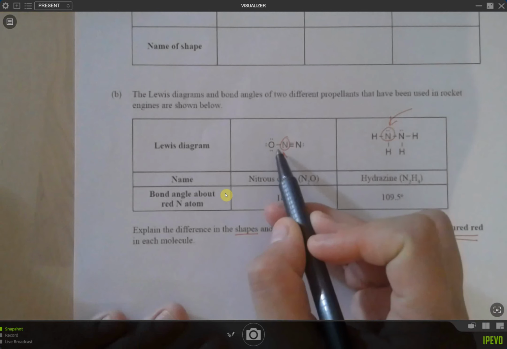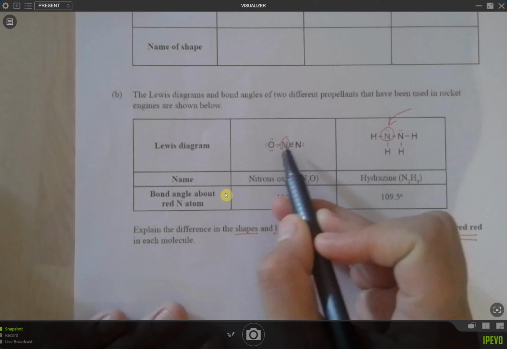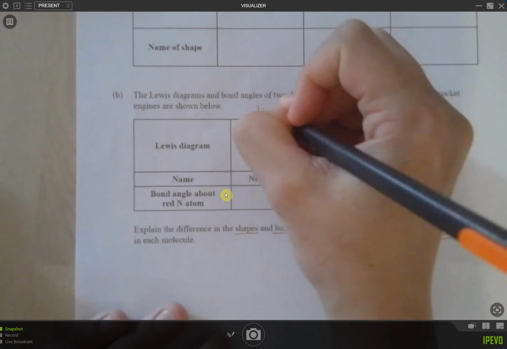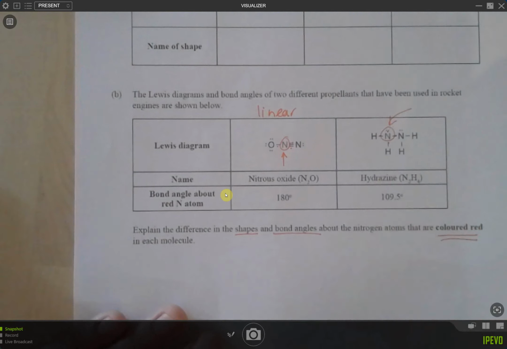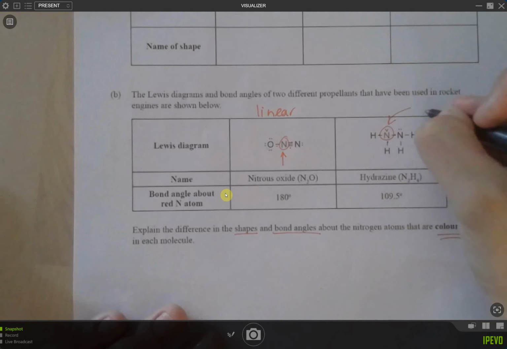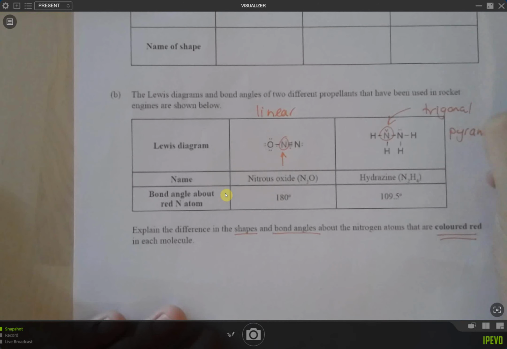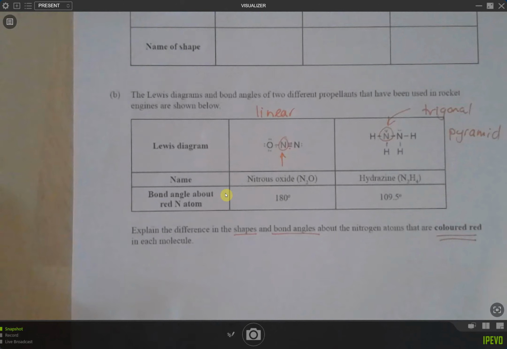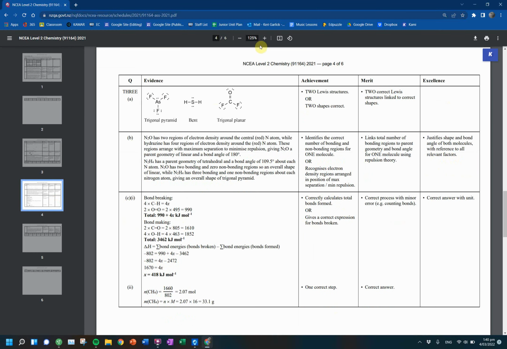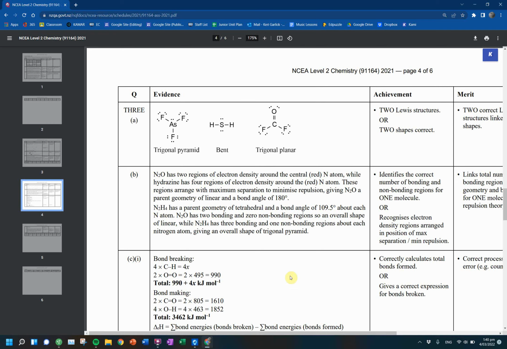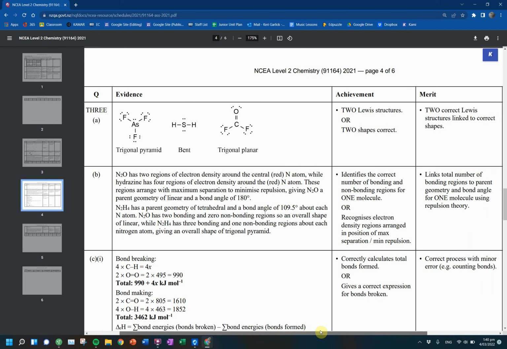In this case, I have 1, 2 regions of electron density, so that one's a linear shape. And this one, I have 1, 2, 3, 4 regions of electron density, but 1 lone pair, so that one is going to be your trigonal pyramid shape. So I'll just quickly classify those 2 for you. Again, I won't go through and do a full justification answer because I don't think it's a great use of everyone's time. I'll just kind of walk through the marking schedule.